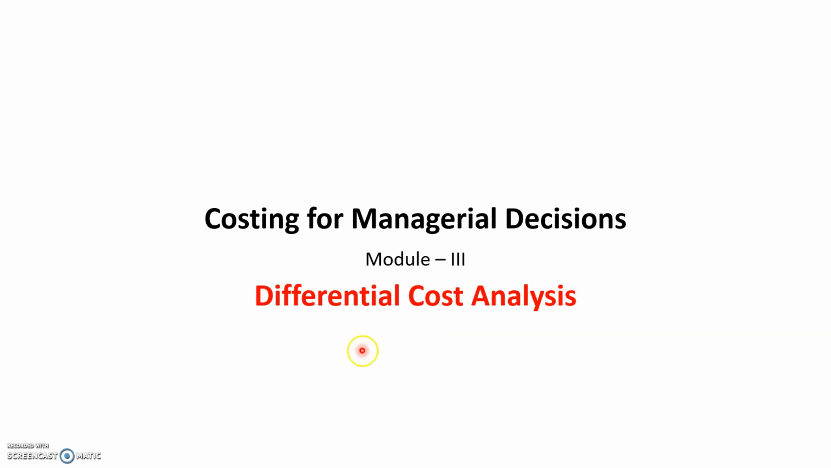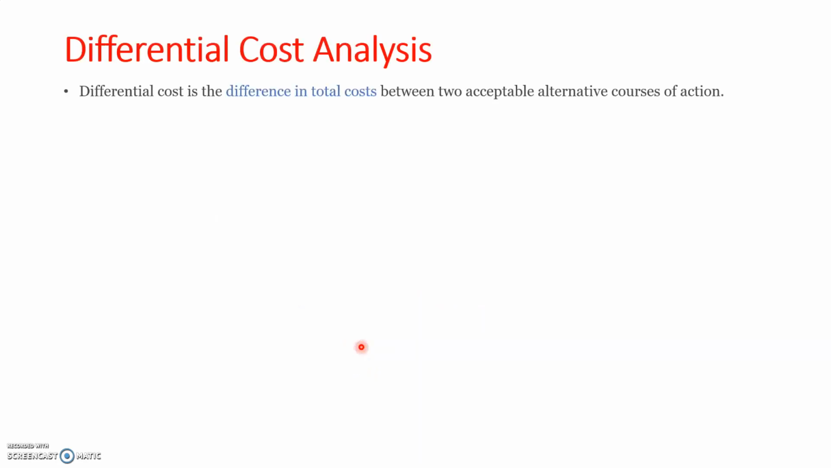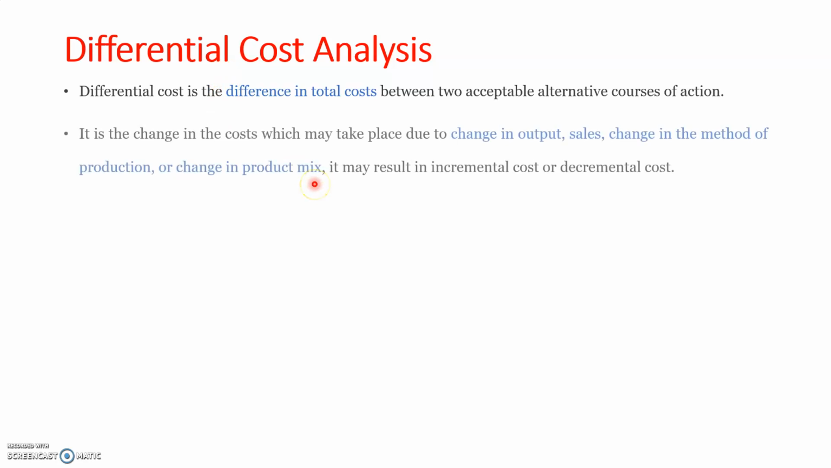Okay, let us check what it means at first. It is the difference in total cost. Differential cost is the difference in total cost between two acceptable alternative courses of action. So there exist two alternative courses of action: one is the present one and another is an alternative. If there is any difference in the total cost of these alternative courses, that difference in total cost we call differential cost.